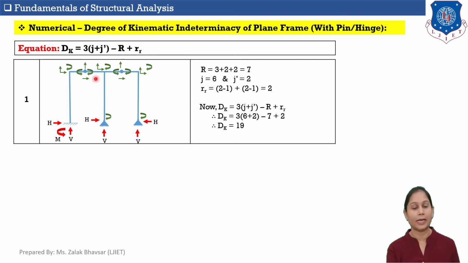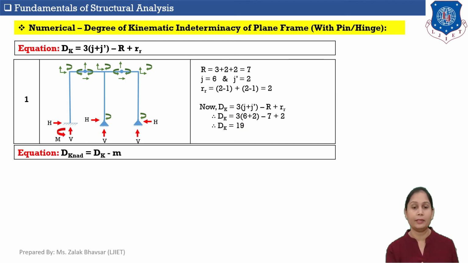And here we have 2 pins, so total displacement possible for the pins is equal to 4 plus 4, so 8. So total number of displacements possible on this given plane frame from the figure will be 19, which is equal to the answer we calculated using the equation. So our answer is correct.